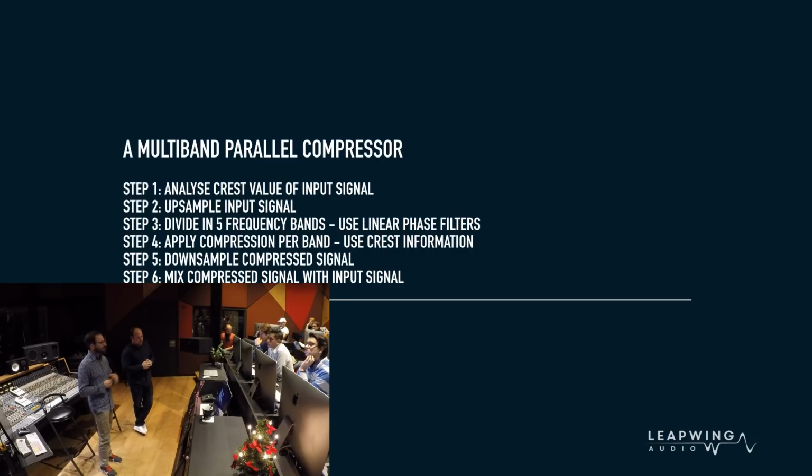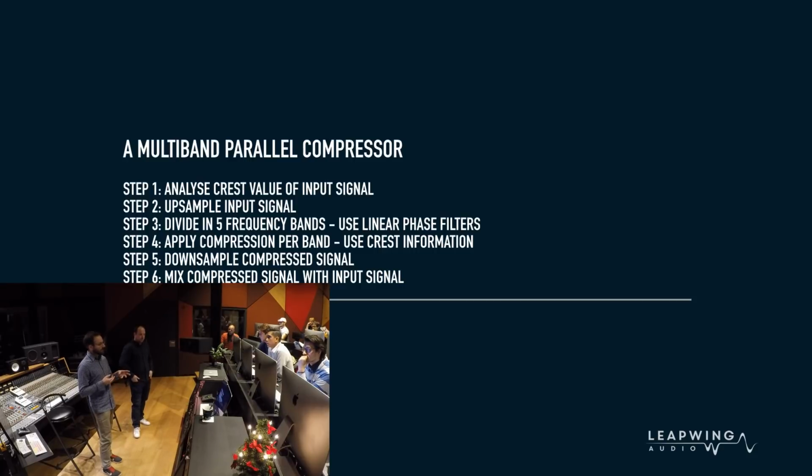Again, there's a few slides to really explain this in detail. So that's step one. Then a second step, upsampling the signal, because internally we work with an upsampled signal, which gives you a lot more precision and compression. Step three, divided in frequency bands, because it's a multi-band compressor. We want to have different frequency bands to control. And we want to do that without phase issues, so that's why we use linear phase filters.